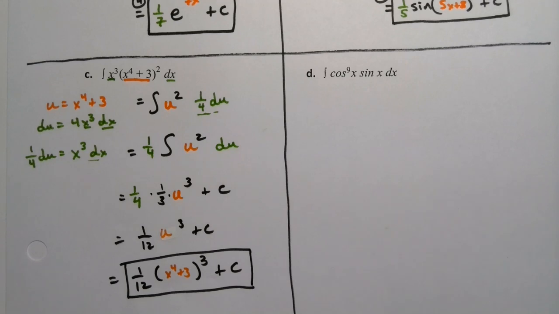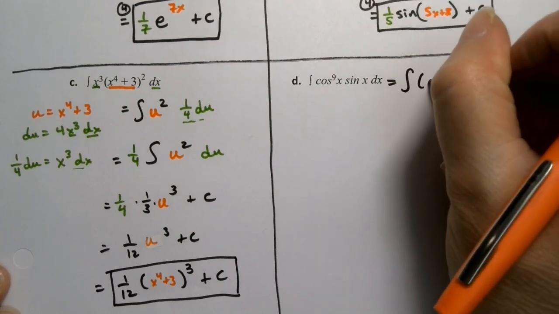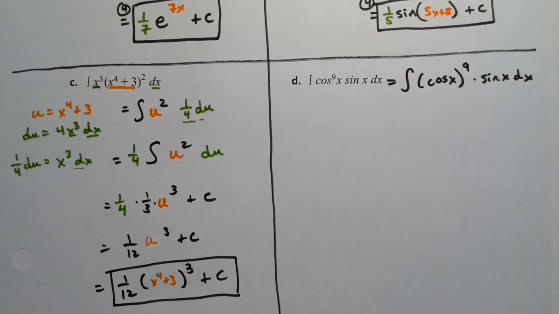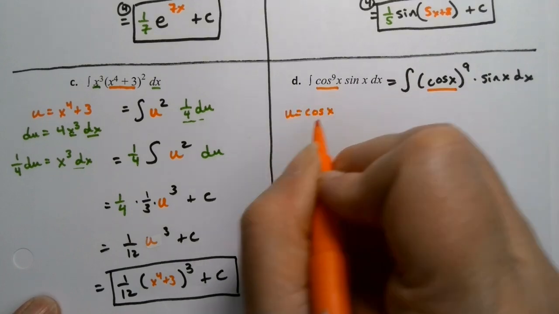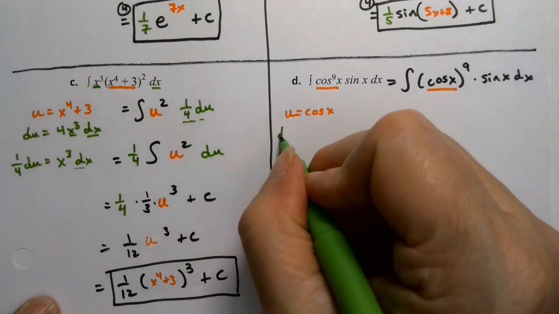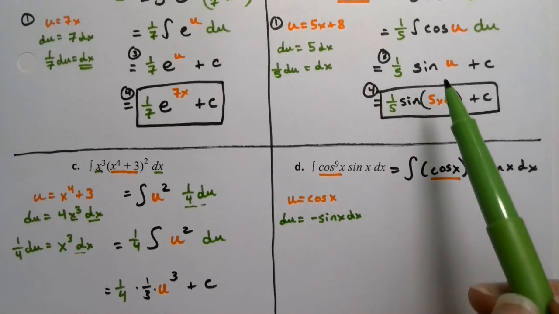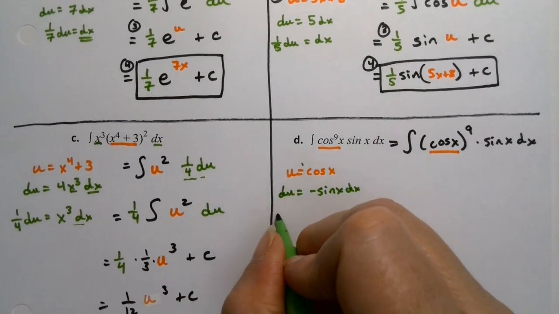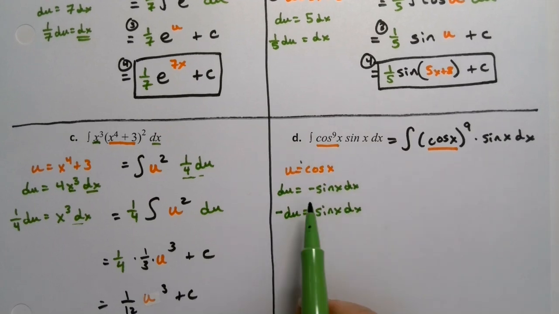All right, last but not least, it can be a little tricky on this one, but remember that this is the same as cosine of x to the 9th times the sine of x dx, which makes it more obvious that the inner function is actually cosine. And then the derivative of that is negative sine. Right? The integral of cosine is positive sine. The derivative of cosine is negative sine. Well, I don't want the negative. So what I want is negative du, because negative du would be sine of x dx. In other words, you're multiplying both sides by a negative. All right, this will work.